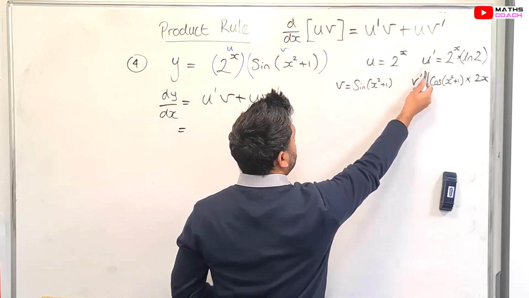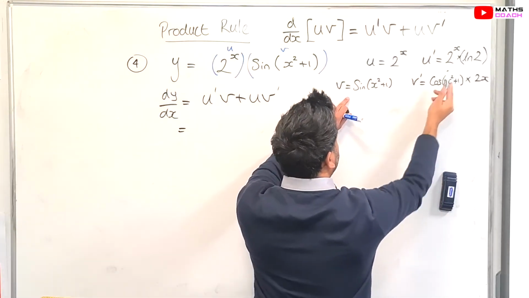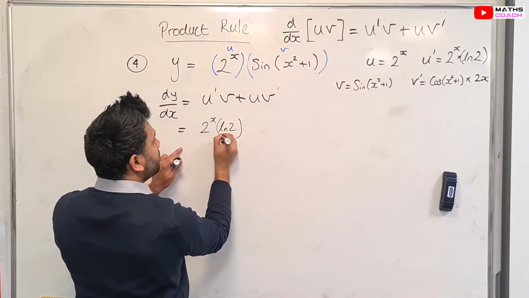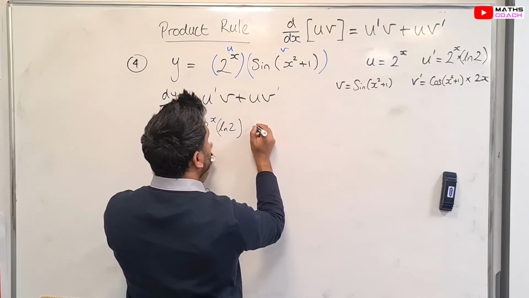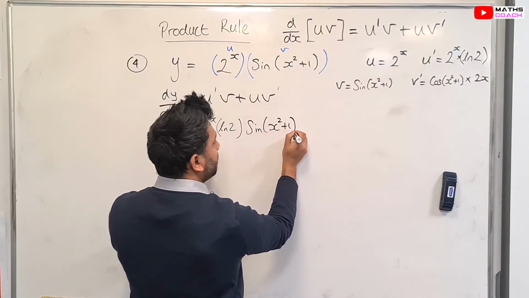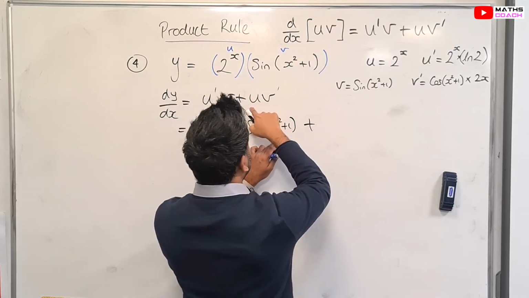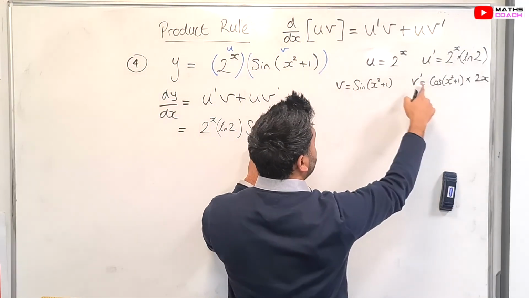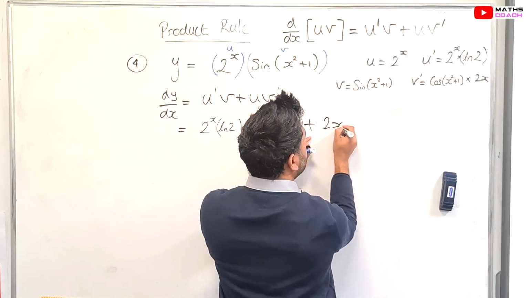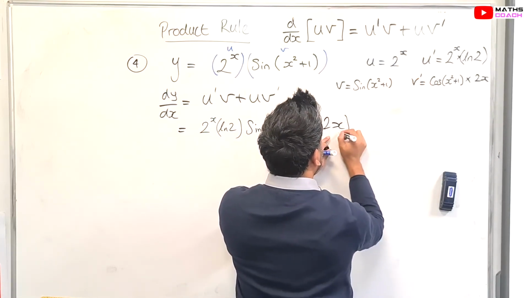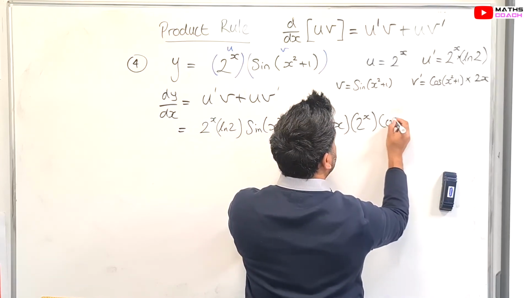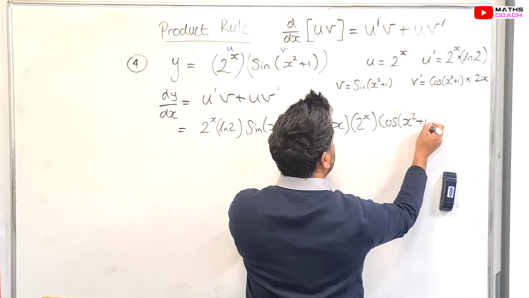So u dash times v. So here we have 2 to the x ln 2 as that constant, times by v, that's the sine of x squared plus 1, plus u v dash. And here we have 2x times all of that, so we have 2x, we have 2 to the power x, and we have our cos of x squared plus 1.